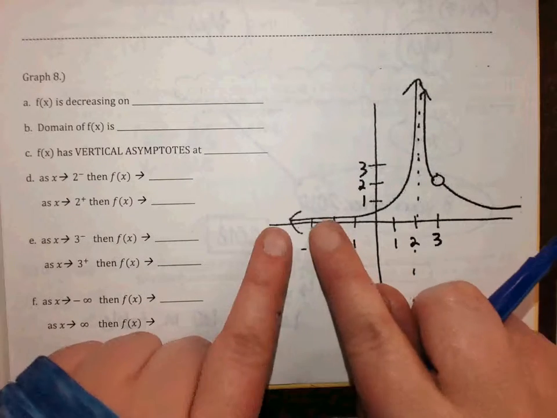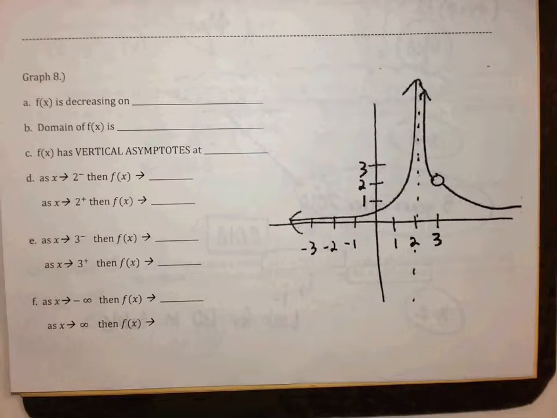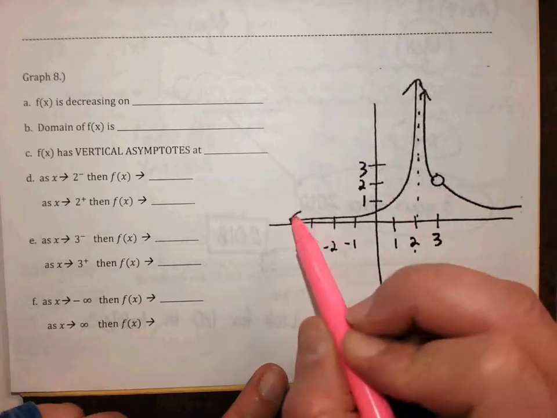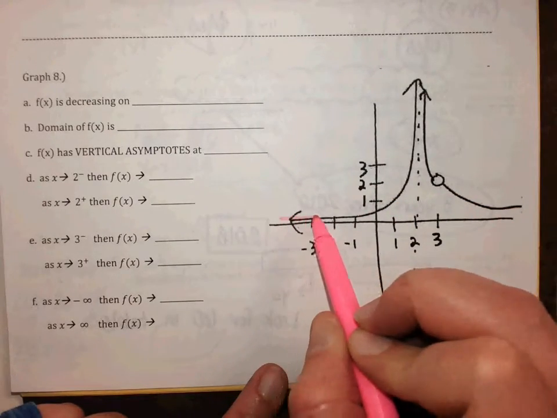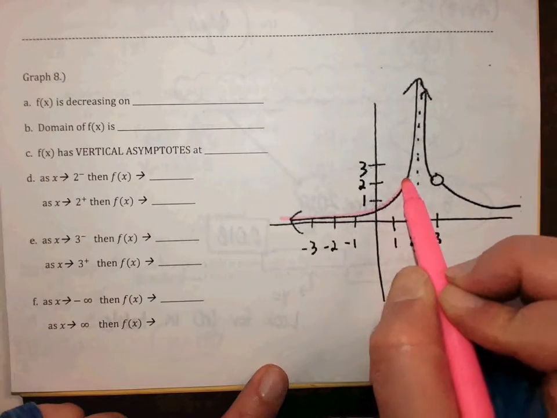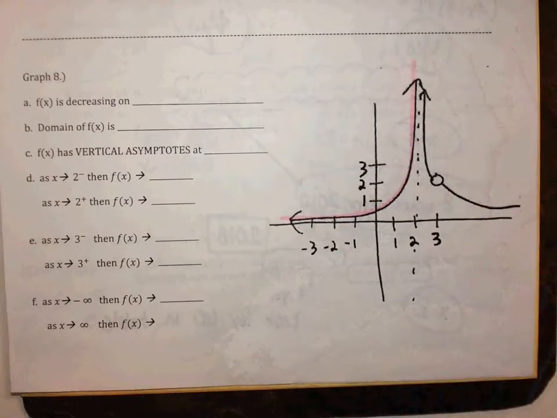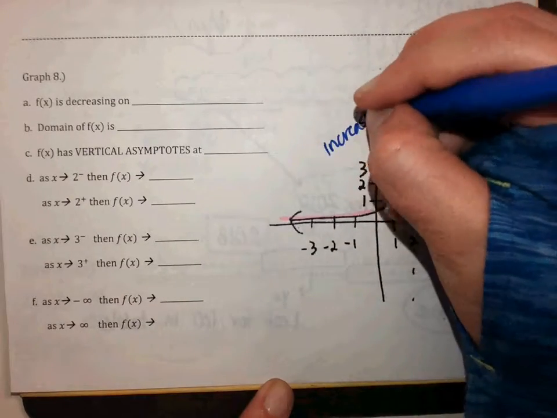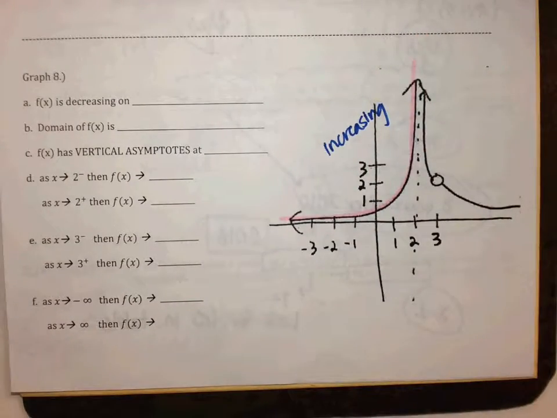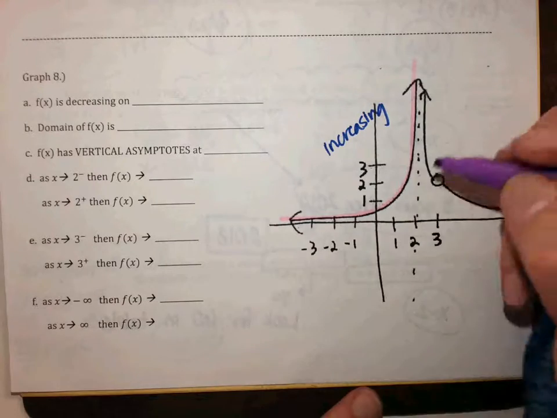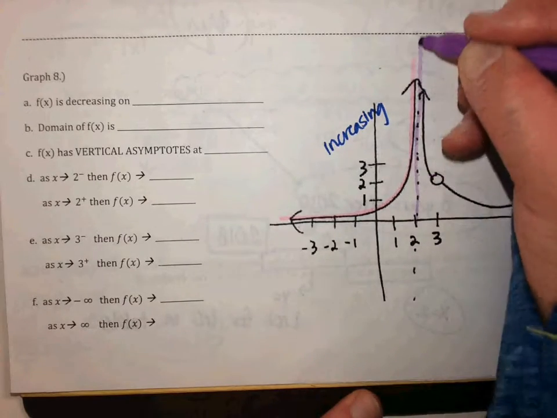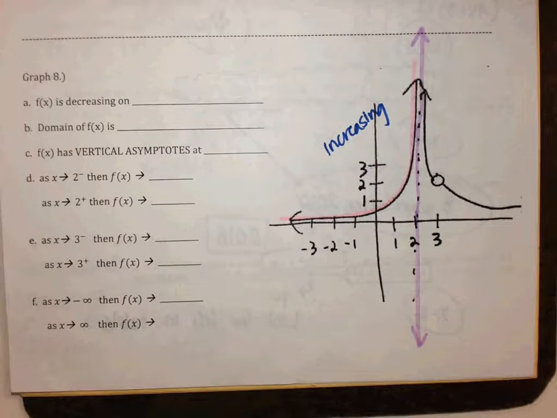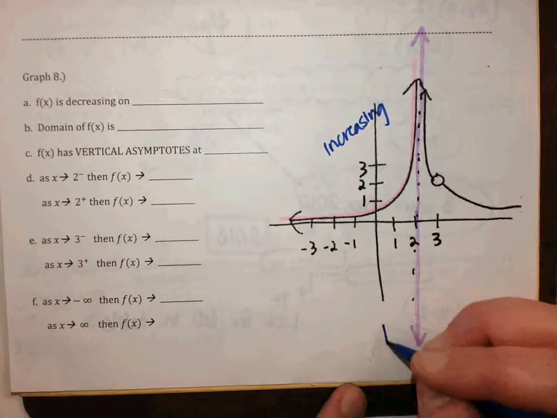So, for this part of my graph, I'll highlight it in pink. Okay, is my graph going up or down? Watch me trace it. I start at negative infinity. I come to positive infinity. Is that increasing or decreasing? This side is increasing. Okay, then what do I have at 2, it looks like? What happens at 2? What's that called? Vertical asymptote.